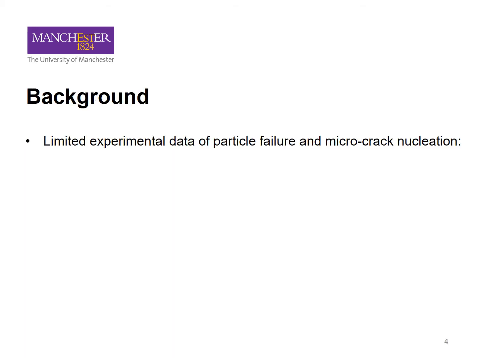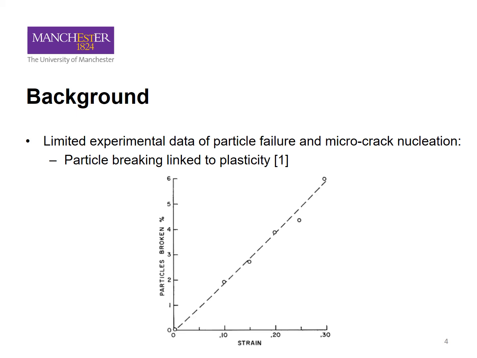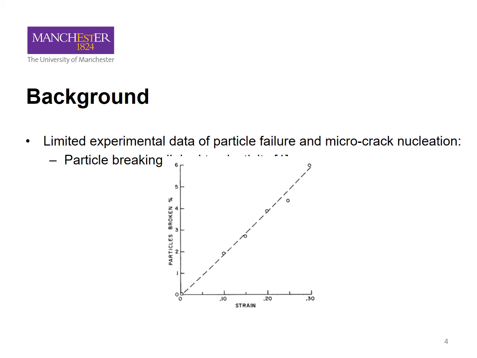There's limited experimental data on particle failure and microcrack nucleation available in the literature. We know that particle breaking is linked to plasticity from work by Gurland, who showed a linear relationship between the percentage of particles broken and plastic strain, up to strains of about 30%. It's worth noting that these were performed using specimens loaded in uniaxial tension. This creates quite different stress fields to those ahead of a crack tip. Also ahead of a crack tip, the plastic strains can reach 200%, so far greater than the 30% shown here.